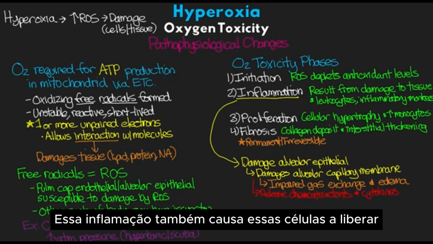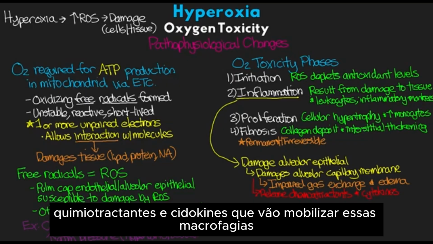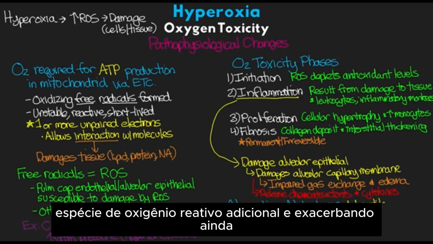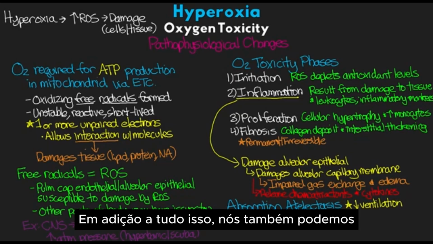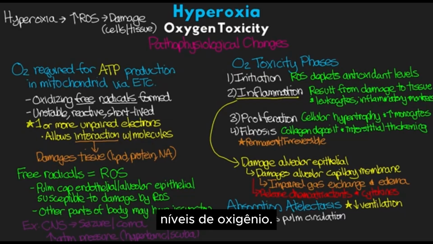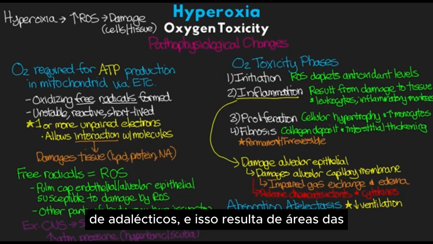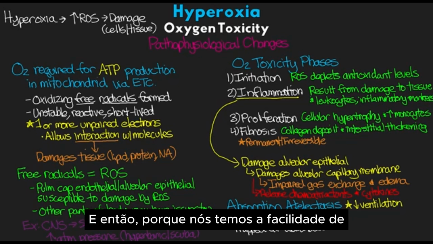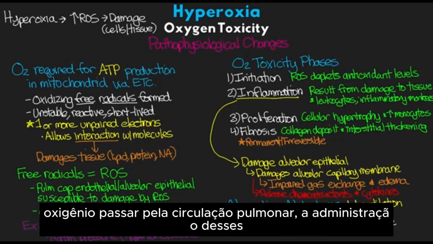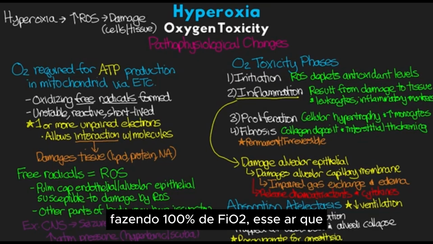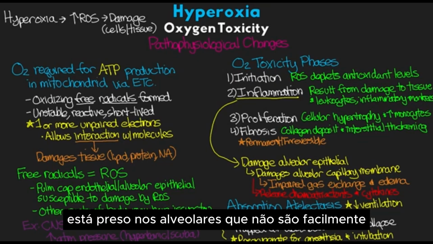In addition to all that, we can also see atelectasis that results from the administration of high levels of oxygen. This is something we call absorption atelectasis, and this results from areas of the lungs that are not well ventilated. Because of the ease of oxygen crossing into the pulmonary circulation, with administration of these high levels of oxygen, especially 100% FiO2, the trapped air in those alveoli that aren't easily ventilated is readily absorbed into the blood, thus leading to the collapse of those alveoli. This is important to know, as even pre-oxygenating patients for something like anesthesia or intubation can lead to this atelectasis as well.